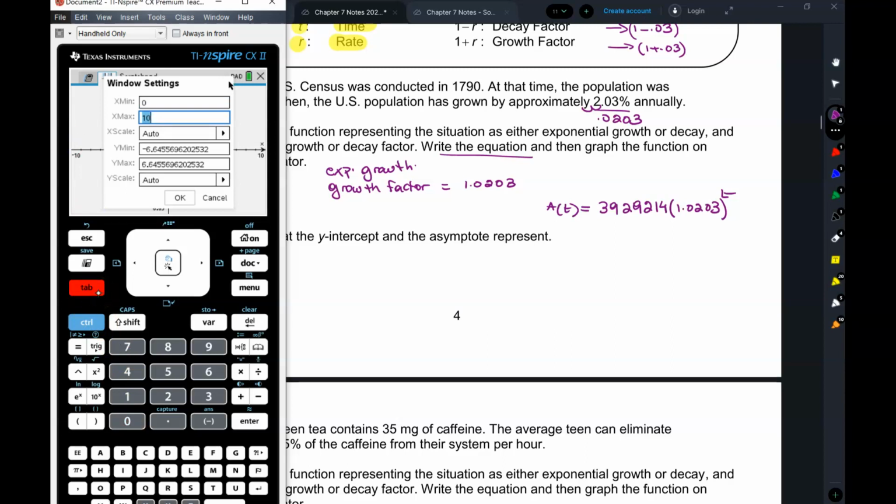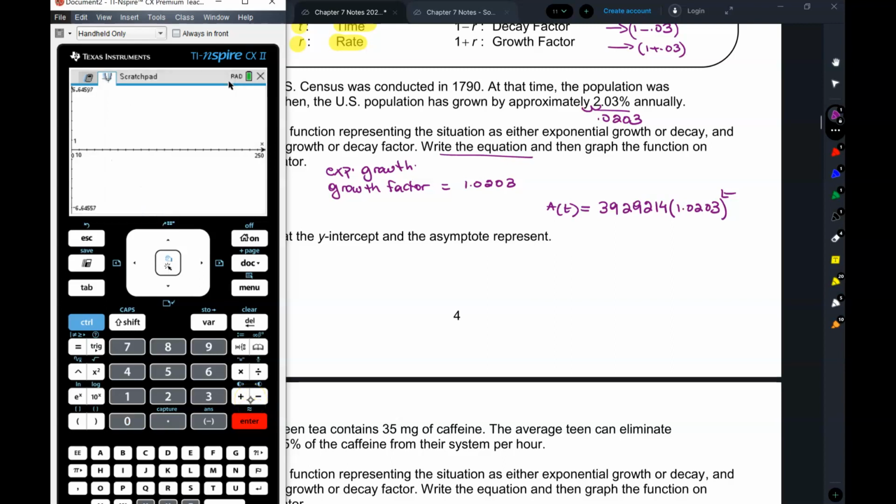1790. So how many years are we looking at? Like 250, right? So why don't we go from 0 to 250? Well, I mean, until now, right? Just kind of 250, 300. Okay, right, but we want to, okay. So now you still don't see anything.